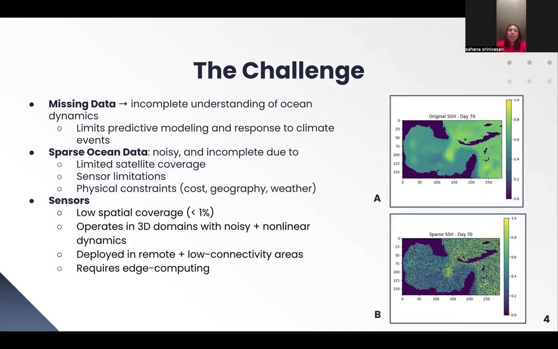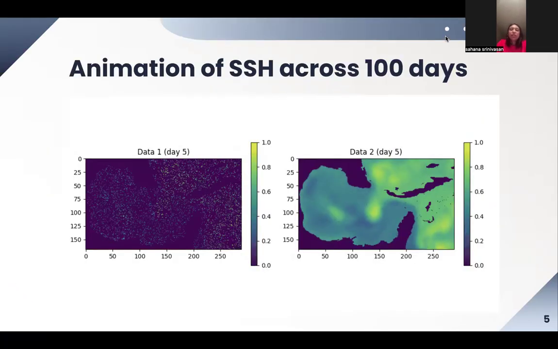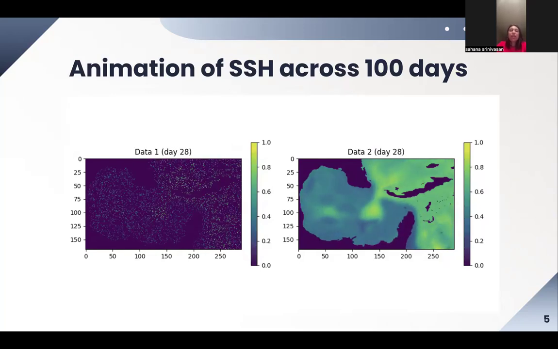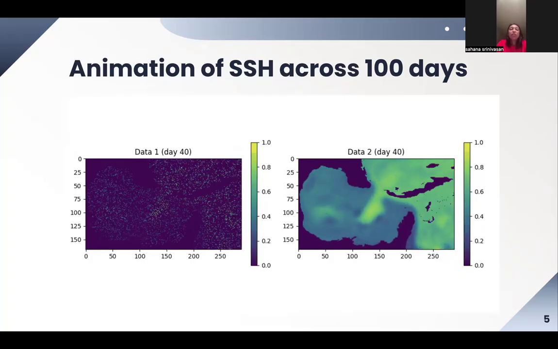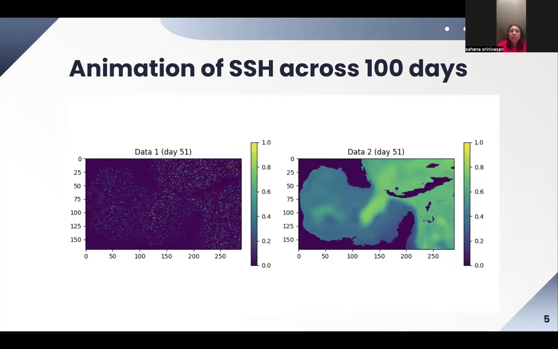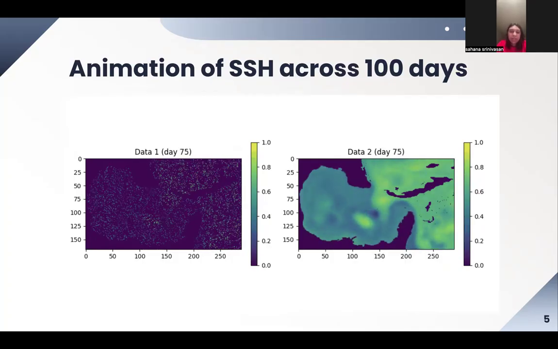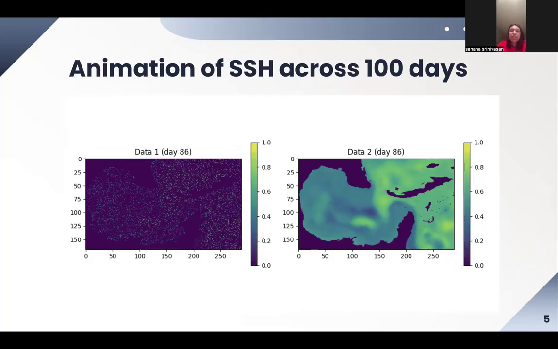So sensors are what capture the data, and they have low spatial coverage. They operate in a 3D domain with noisy and nonlinear dynamics, and they're often deployed in remote and low connectivity areas. They also require edge computing. So this is an example of good ocean data versus sparse ocean data. The sparse ocean data is the image you see to the left, and you can see how there's not much data. It's very hard to see and it's hard to make predictions off this.